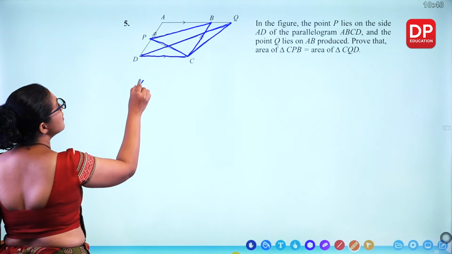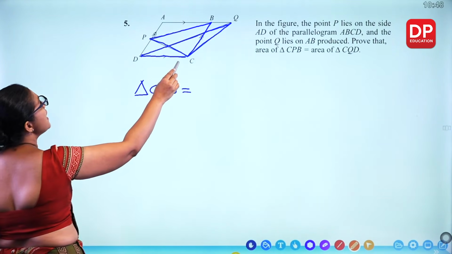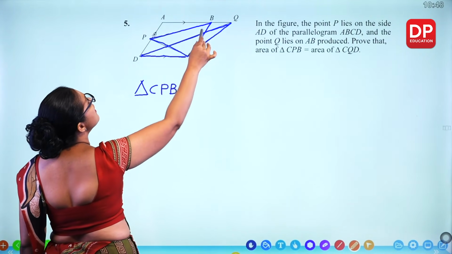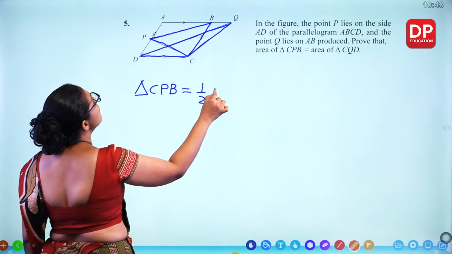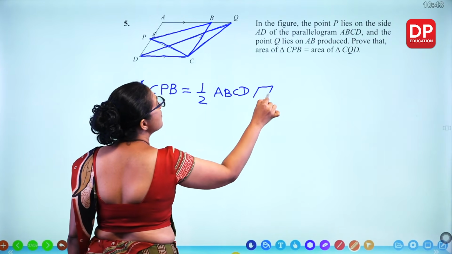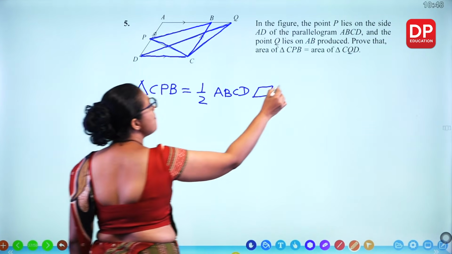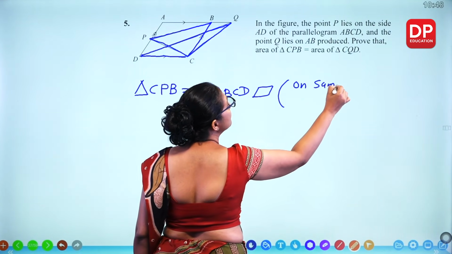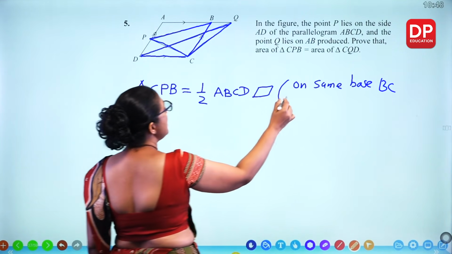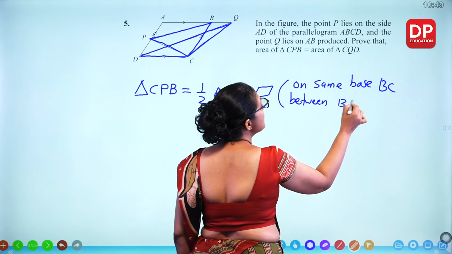We'll take CPB triangle. We can see that this is half of ABCD parallelogram. What's the reason? When you take BC as the same base, and in between parallel lines BC and AD.